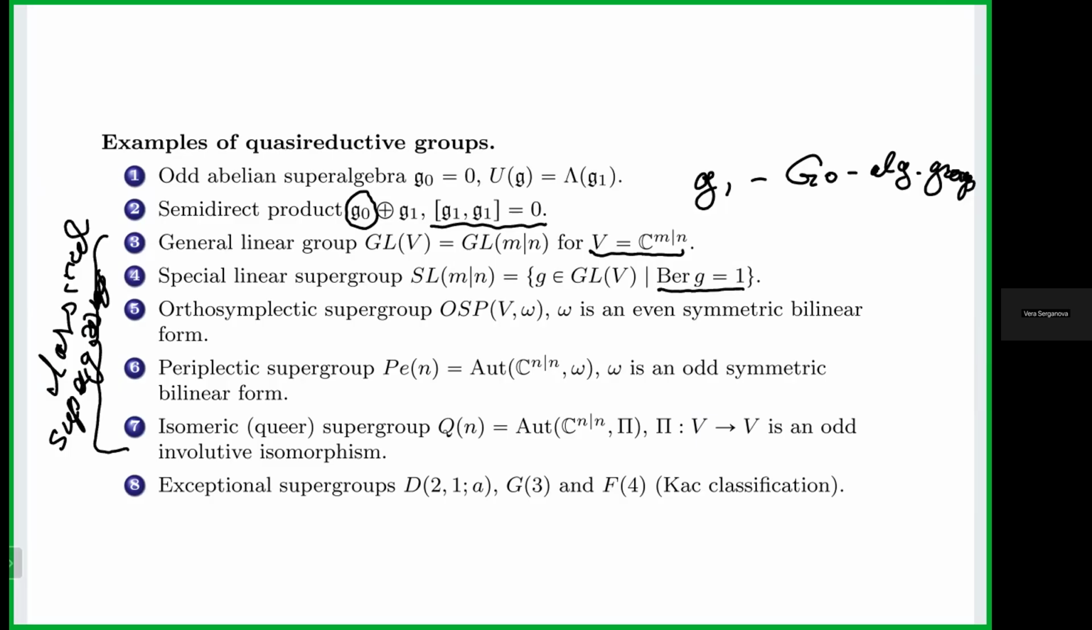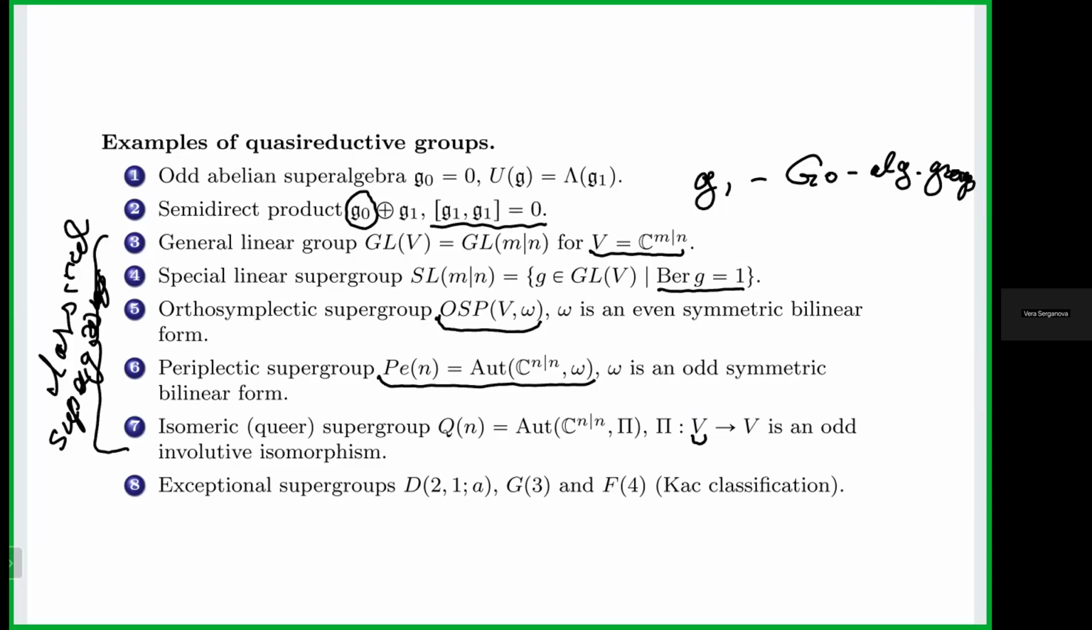So all of these classical examples arise from considering a supervector space with additional structure, like an even symmetric form. The examples would be what is called the orthosymplectic superalgebra, and the periplectic superalgebra, when we have superdimension N and N, so the even and odd dimensions are the same, and an odd symmetric bilinear form, and the so-called queer or isomeric supergroup Qn, when again the basic supervector space we start with has dimension N|N, and it has an odd involutive isomorphism.